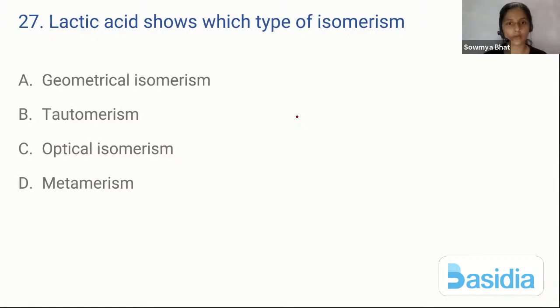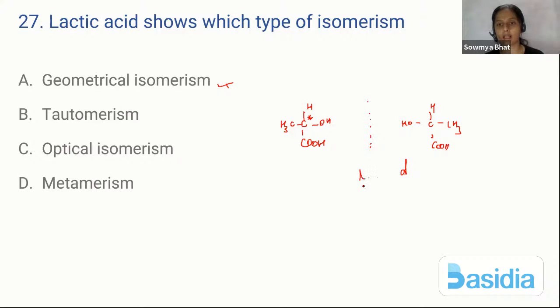Lactic acid shows which type of isomerism? So let me write the structure of lactic acid first. This is the structure of lactic acid. We already discussed this. Geometrical isomerism can't exist because there is no double bond. Optical isomerism can be formed because this carbon is attached to 4 different groups. So if you keep a mirror over here, you are going to get the mirror image of that. One would be D, the other one would be L. So this can show optical isomerism.